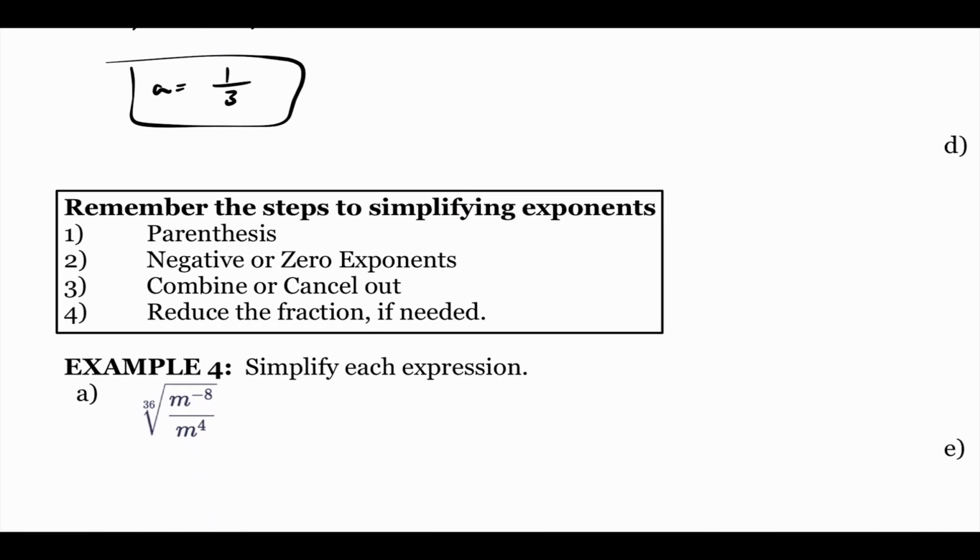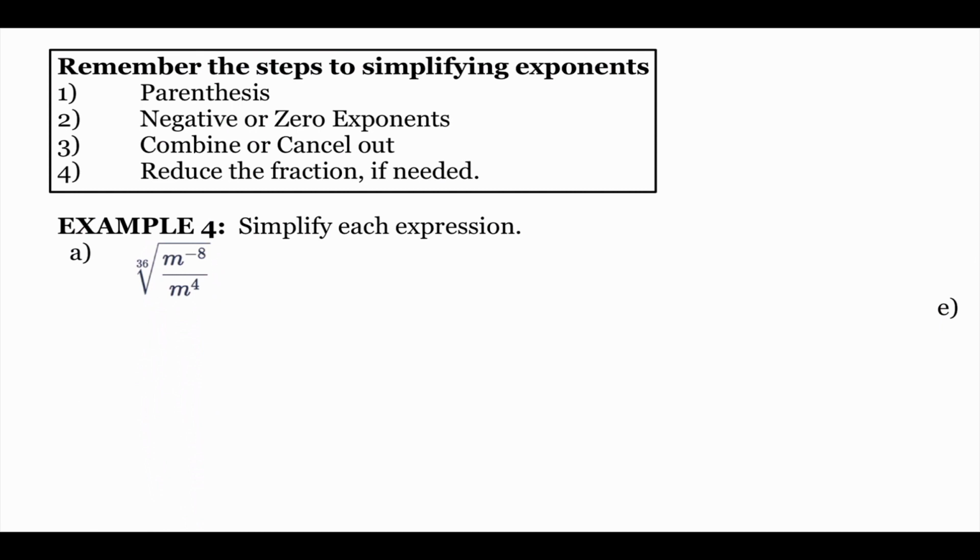Okay. Last thing we got to do is now we're going to use the same rules, but remember parentheses, negative or zero, combine. Same combine if they're on the same level, if they're on different levels, subtract the exponents and then reduce. We're going to use those same rules. All right. So the first thing I'm going to do is, it doesn't have a parentheses, right? This guy does not have parentheses, 4a. So the first thing I'm going to do is convert it from radical to a power.